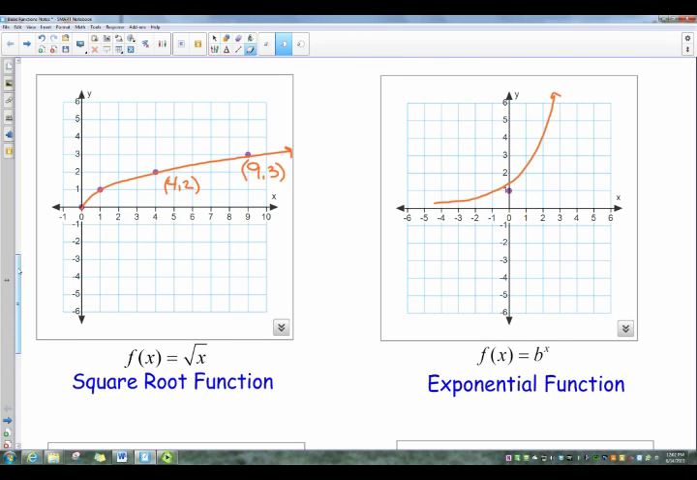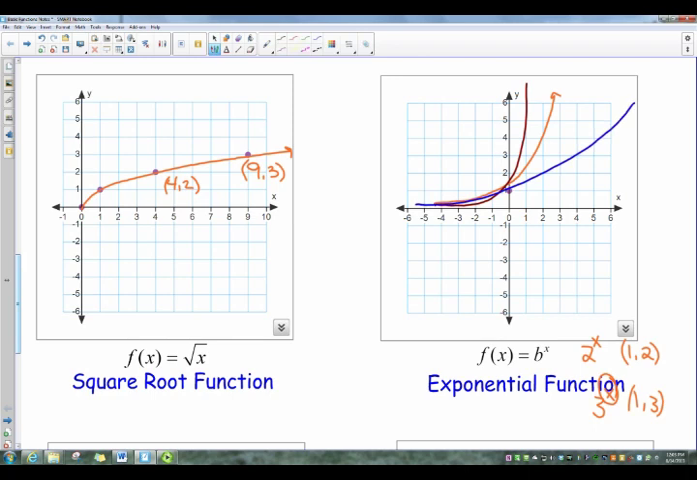Now, the rest of the graph is based on that b. So if I have 2 to the x power, if I were to put 1 in for x, my y value would be 2. So the point 1, 2 would be on that graph. If my b value were 3, and I put 1 in, my point would be 1, 3. And all I'm doing is substituting points in. You've done that in different graphing lessons already, so hopefully that makes sense. I'm just substituting different values in for my x. But all exponential functions have a graph that looks similar to this. The only difference would be maybe sometimes it's steeper, or maybe sometimes it's flatter, kind of like that one. So those are some of the things that happen.